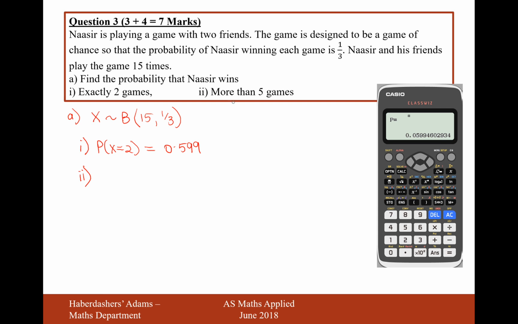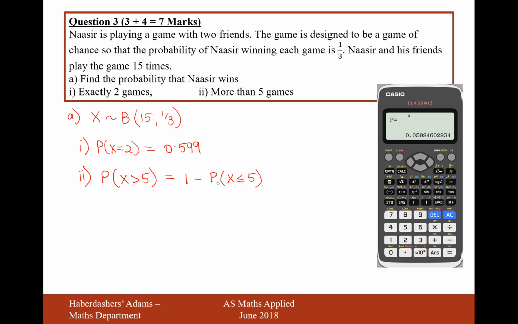Now moving on to part II, more than 5 games. Now that's going to be a little bit more of a difficult calculation to work out. What we do have in our calculator is the probability CD mode, but what that will work out for us is the probability of winning a certain amount of games or fewer. So what I could work out is the probability of winning 5 or fewer games, and then just work out the opposite probability of that and do 1 minus the probability of winning 5 or fewer games. Because when it says more than 5 games, that's referring to 6 games or more winning.